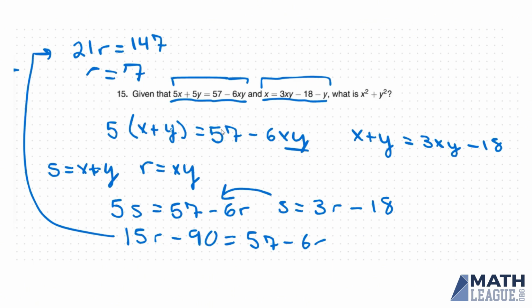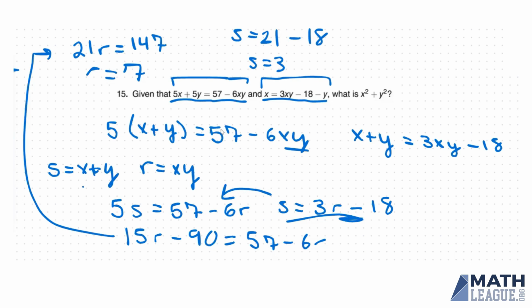Then we can plug r back into one of the equations we made earlier. Let's take this one over here. We plug in r equals 7, and we get s is equal to 21 minus 18. So s is equal to 3. Now there's one last step we have to do before we can finish this problem.